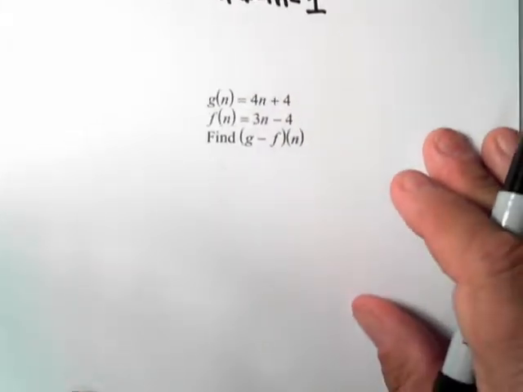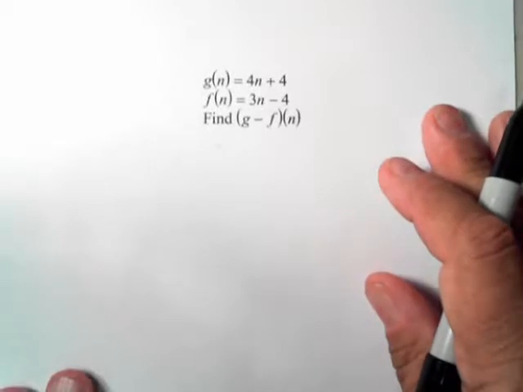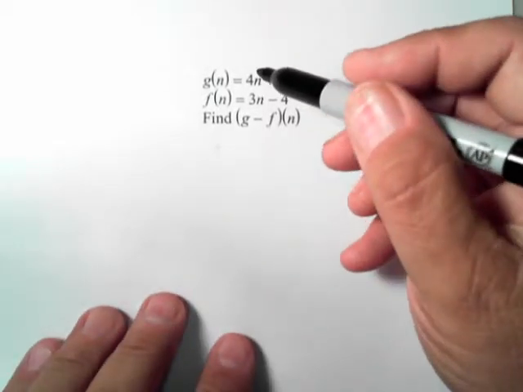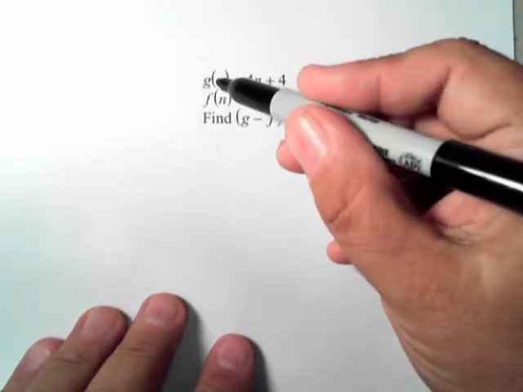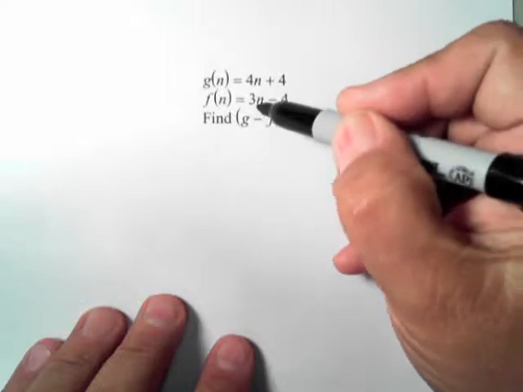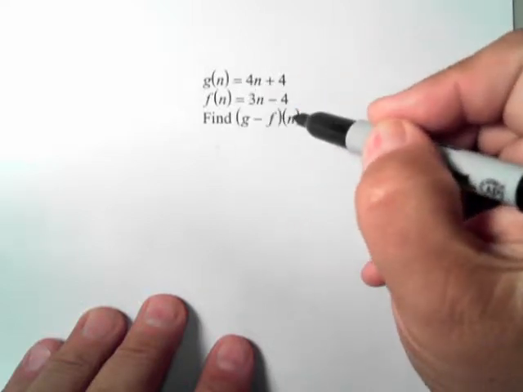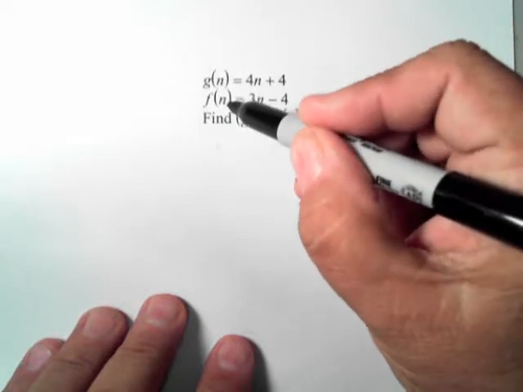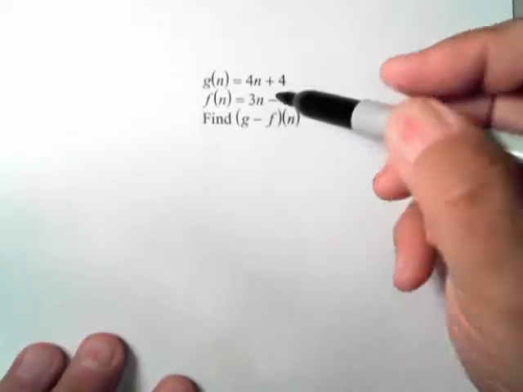Okay, well, no surprise. Subtraction works the same way here. Okay, once again, we are given the two functions. G of n equals this, f of n equals this. You've got to be given these functions or there's no way that you can turn around and find the rest of the problem. But since they've told us these, we're all set to go.